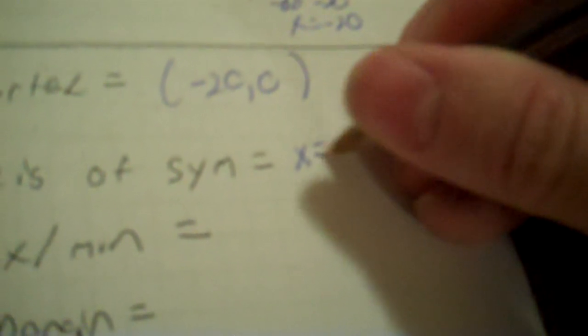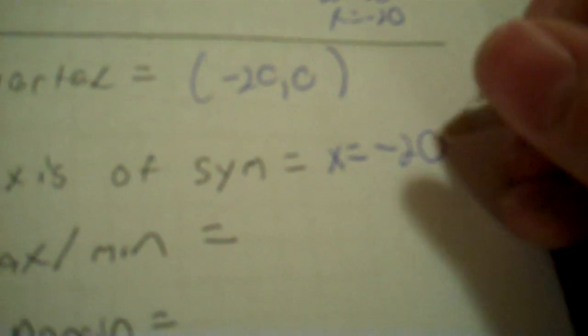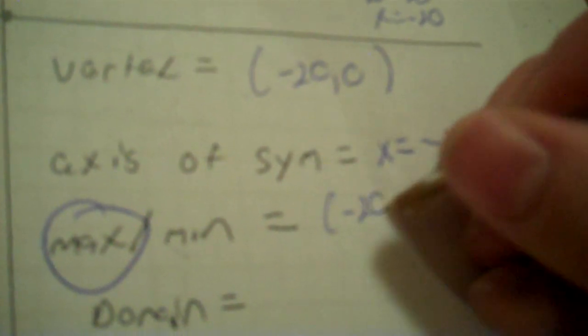There's the axis of symmetry, okay? You're wondering what the heck does that mean? It's really easy. You make a line that splits it in half. It's a straight vertical line, so it's expressed as x equals. And it's just the x value, which is the h. So x equals negative 20. Maximum or minimum, well that's a maximum. You have the top point. Your maximum is the same as the vertex, okay?